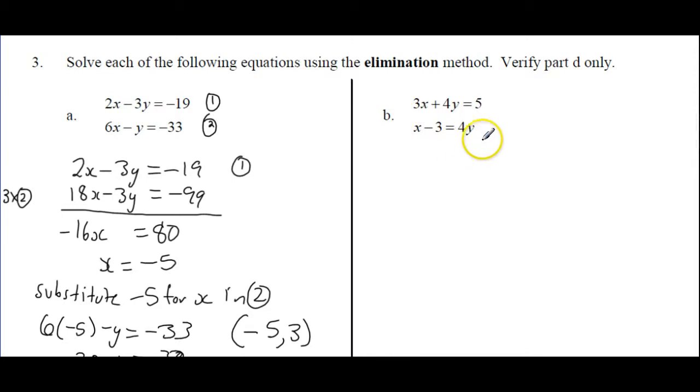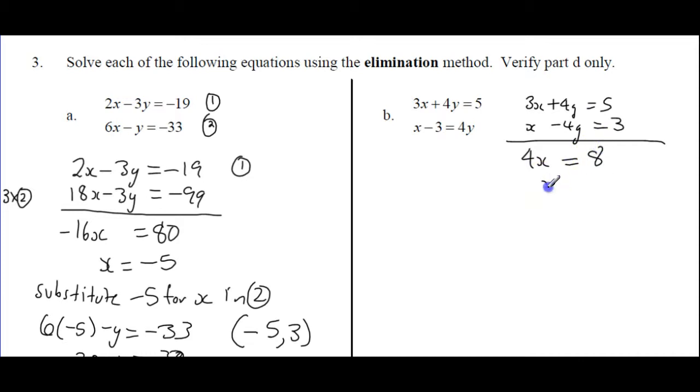Okay, what are we going to do here? Well, first we have to rearrange this. Okay, so this will become 3x plus 4y equals 5, and this will be x minus 4y equals 3. And seeing as the coefficients of the y's are the same and their opposite signs, we're going to add. So 4x plus 4y minus 4y is 0. 4x equals 8, x equals 2.